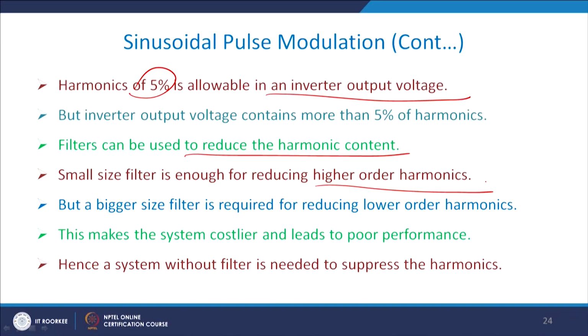A smaller filter is enough for reducing the higher harmonics, and thus it becomes a natural choice to use sine PWM with higher switching frequency. But a bigger filter is required for reducing the lower order harmonics. It makes the system costlier and leads to poorer performance of these devices, and hence a system without a filter is needed to suppress the harmonics.